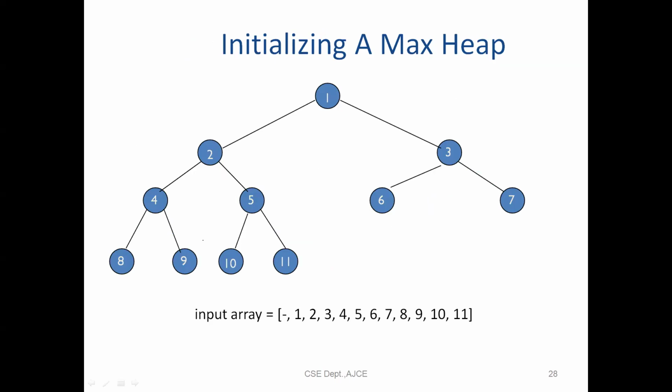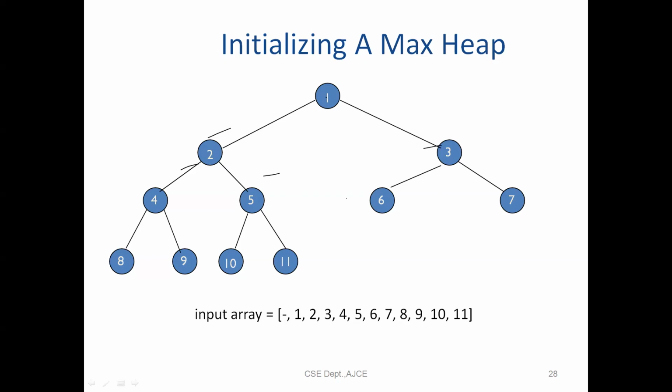Now, the next question is: suppose I'm giving you 10 or 12 elements directly, and I'm asking you to initialize them as a max heap. Currently it is not in max heap order. I'm giving you some elements: 1, 2, 3, 4, 5, 6, 7, 8, 9, 10, 11. How do you initialize it? The first step is to arrange it in the form of a complete binary tree. Whatever the values are, we just put them in a complete binary tree: 1, 2, 3, 4, 5, 6, 7, 8, 9, 10, 11.